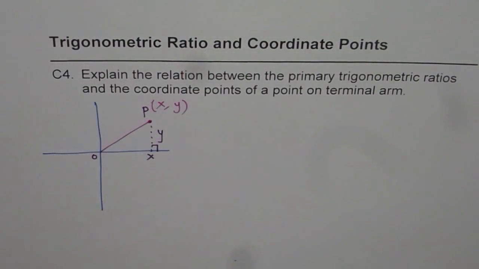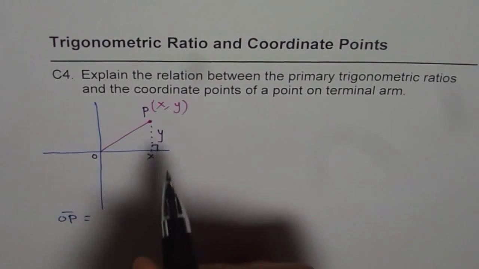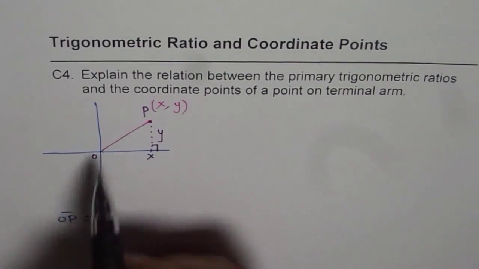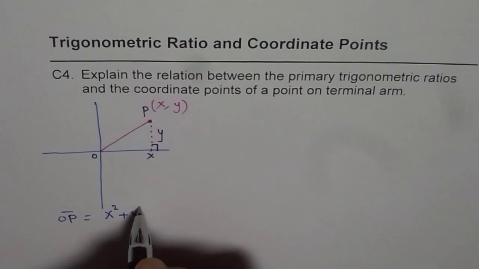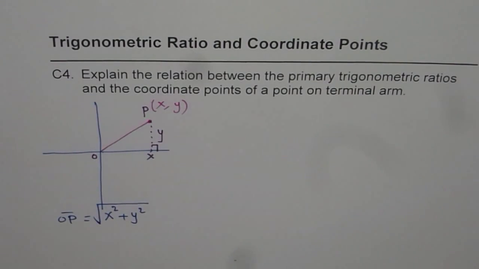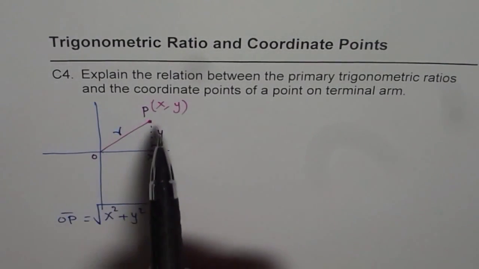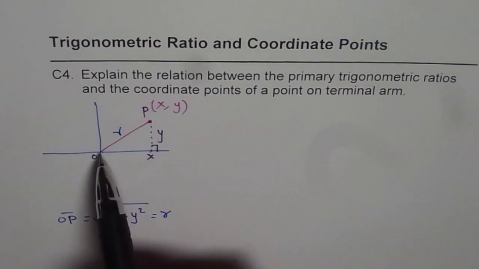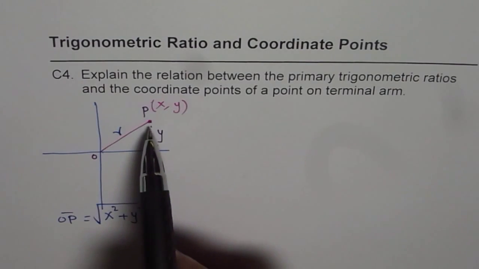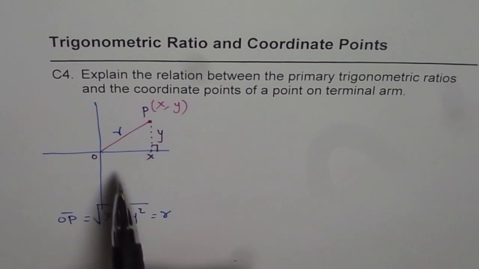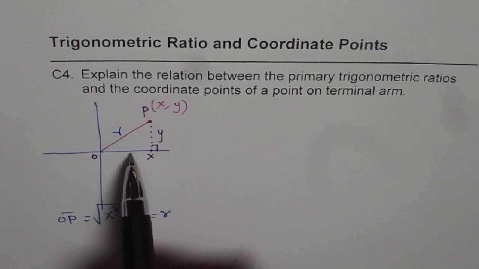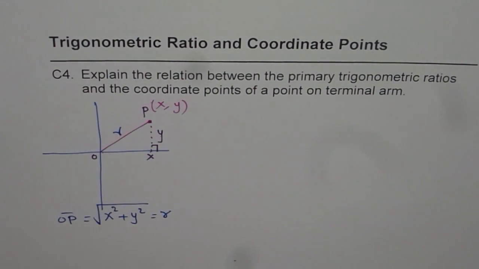Now in this particular case, the length OP is equal to what? In this case, OP will be equal to the square root of x square plus y square, right? So let us call this length r. So whenever you are given a coordinate point, you can find r, the length of the hypotenuse, which is formed when you drop a perpendicular from the point to the x-axis. So we have a right triangle with sides x, y and hypotenuse as r, correct?